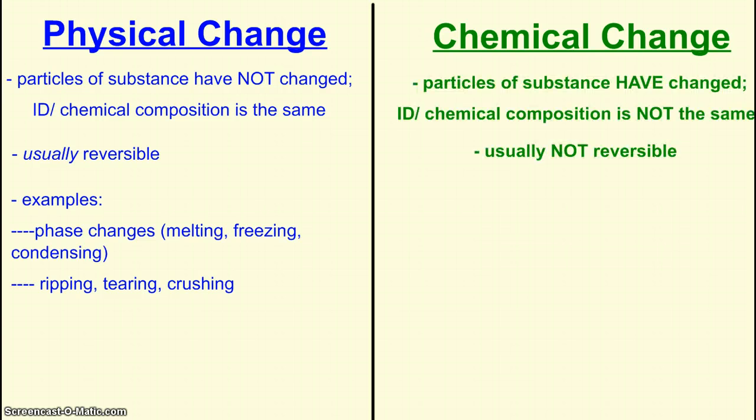Moving over to the chemical change side, the first two bullets are basically the opposite of the first two bullets for the physical changes. The particles of the substance have changed. Their chemical composition is different. If you had water molecules that reacted with some acid or base or some sort of substance, and the atoms that make up those materials change their arrangement, that would be a chemical change. When we go into chemical reactions, when we learn about chemistry in a few weeks, you'll be able to see that firsthand. And chemical changes are usually not reversible.